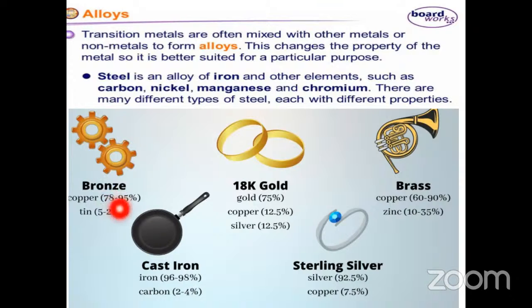And next goes to gold. Gold alloy is a combination of copper, silver, and gold. Next, brass. Brass is a combination of copper and zinc. Cast iron is a combination of iron and carbon. And sterling silver is a combination of silver and copper.